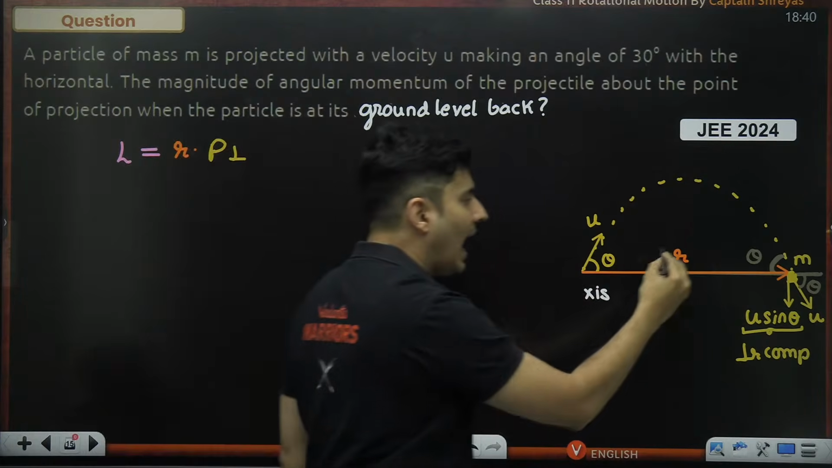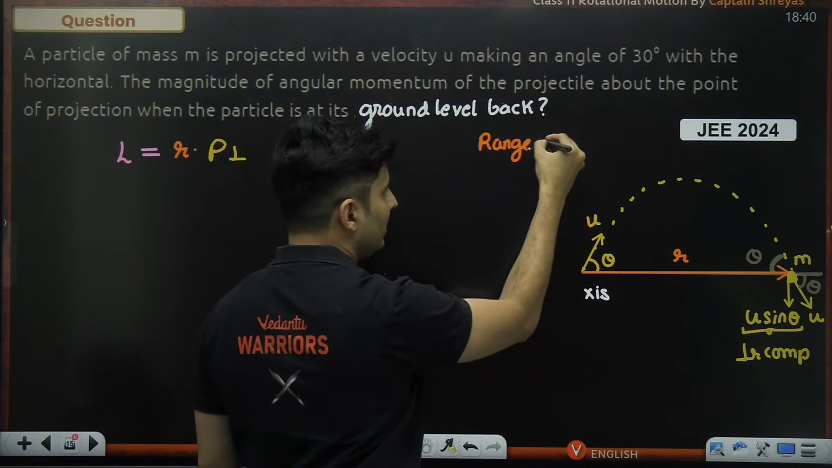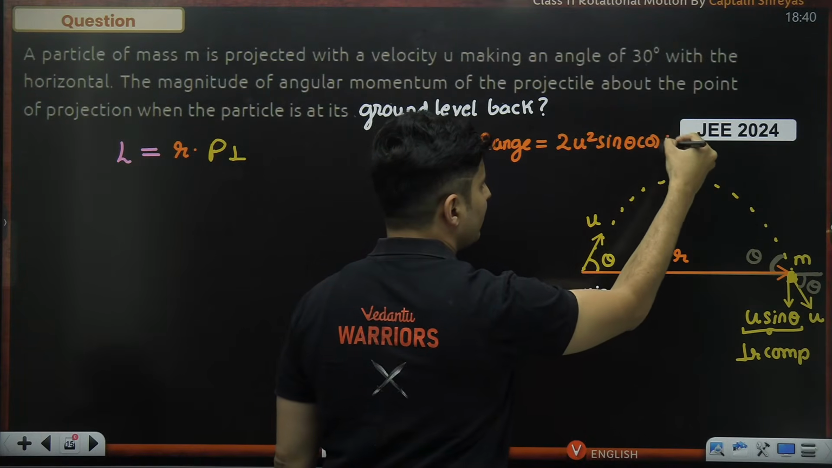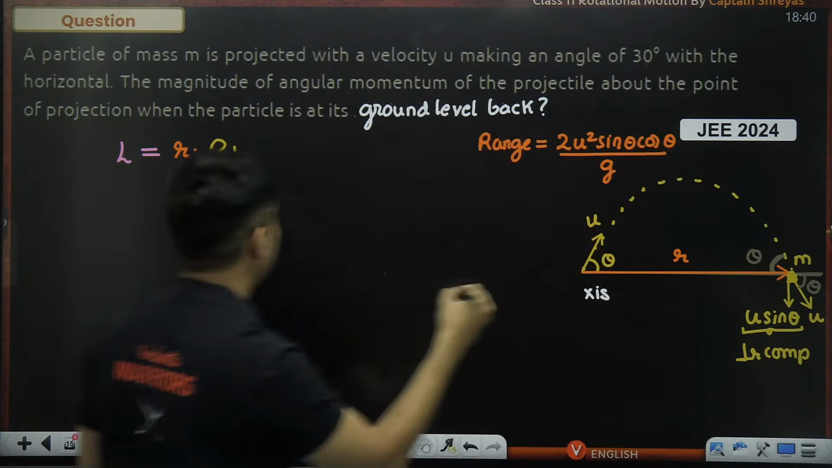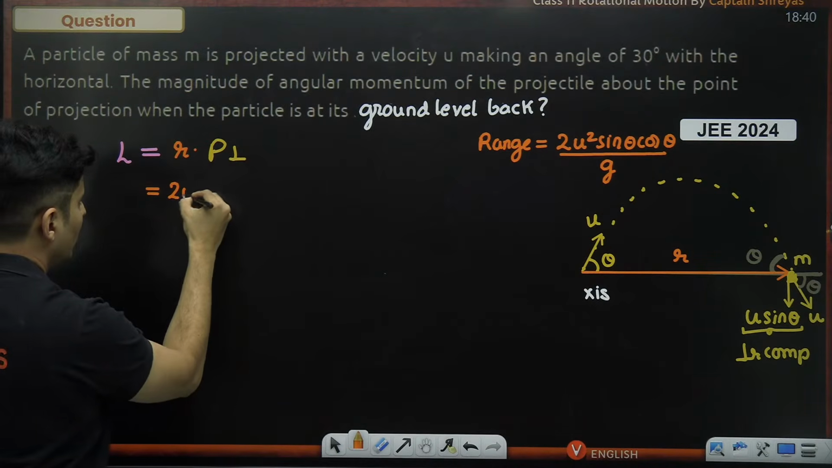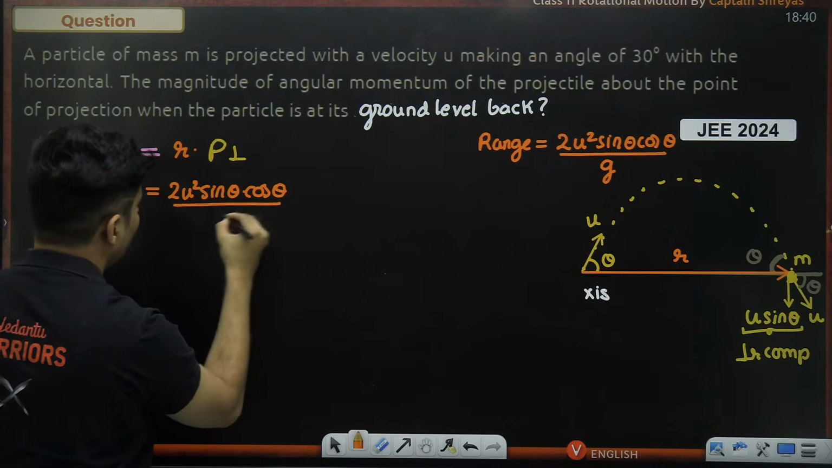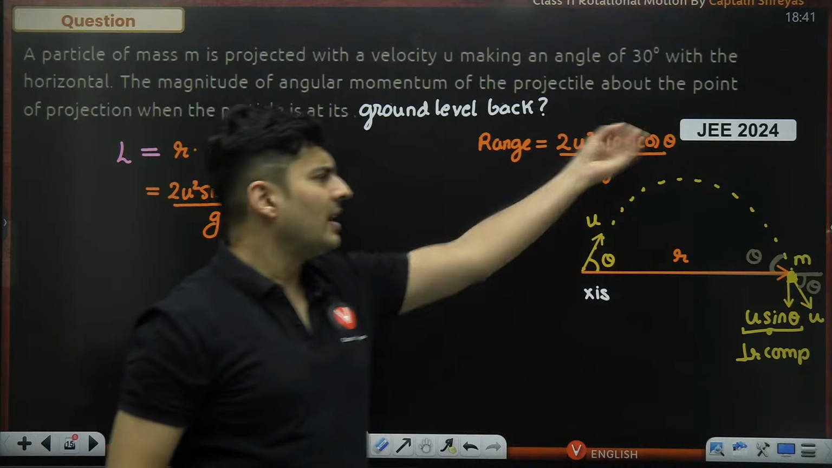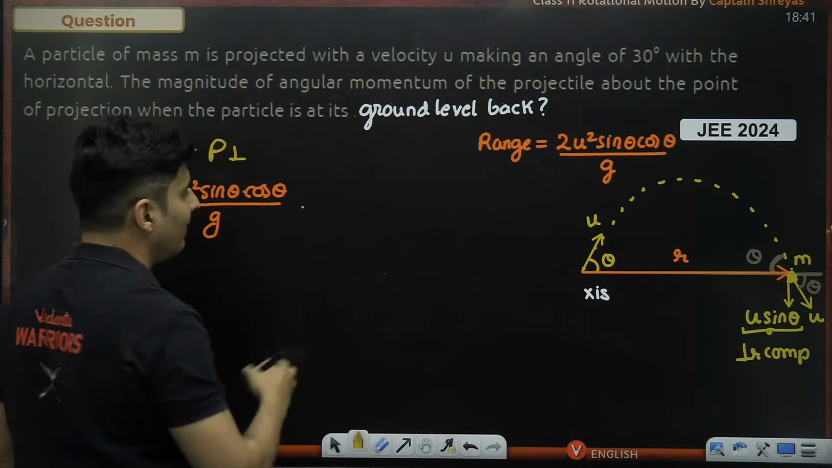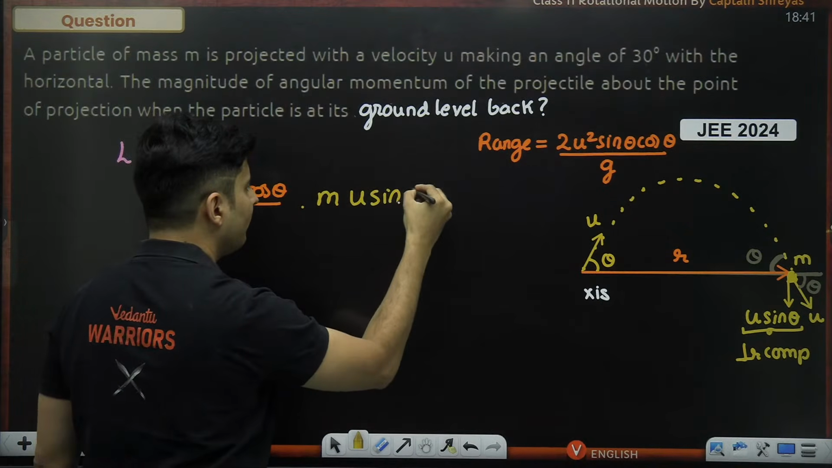In this case, my r is also the range. And what is the range of a projectile motion? Try to recollect. 2u square sine theta cos theta whole thing divided by g. So instead of r, I will put the range, which is 2 times u square times sine theta times cos theta divided by g. You can also write it as sine 2 theta if you want to, but I just put the basic formula. Then momentum wise, mass into velocity will be u sine of theta.